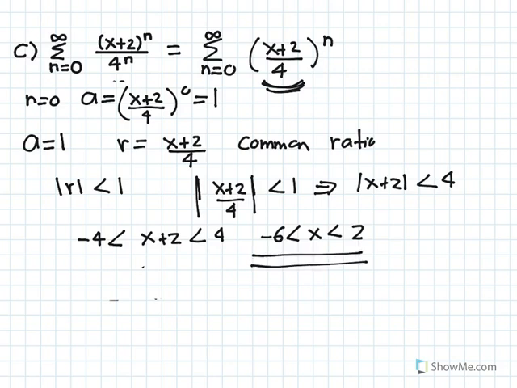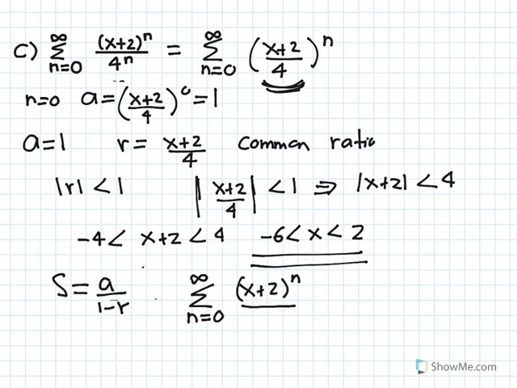For these values of x, this geometric series converges and has the sum s is equal to a over 1 minus r. For all other values of x, this geometric series diverges. So n equals 0 to infinity, (x plus 2) to the power of n divided by 4 to the n converges for these values of x, when x is between minus 6 and 2. Now we have to find the sum.